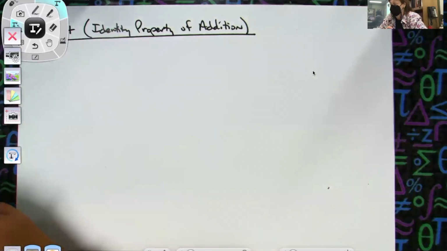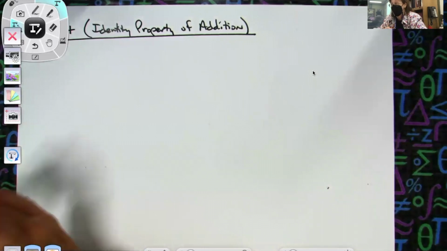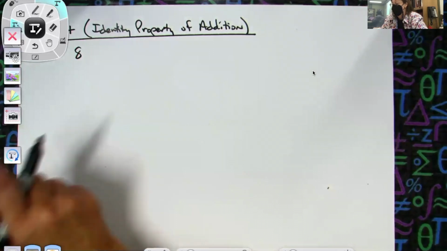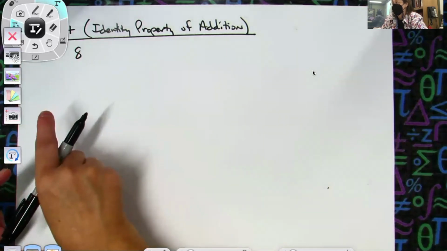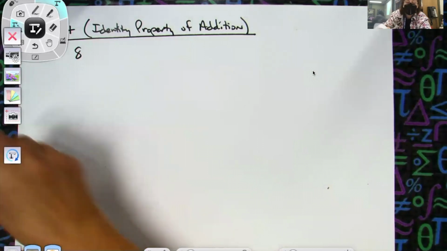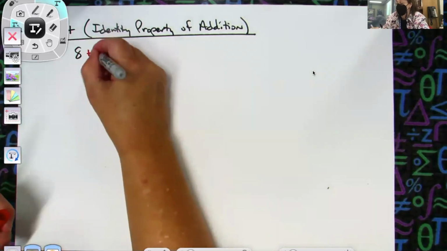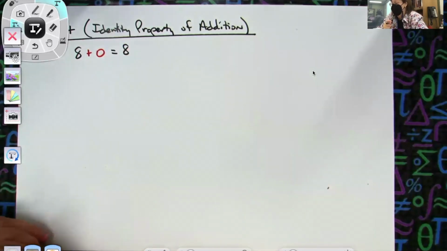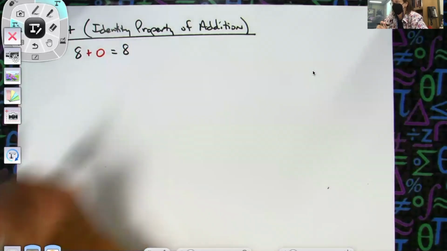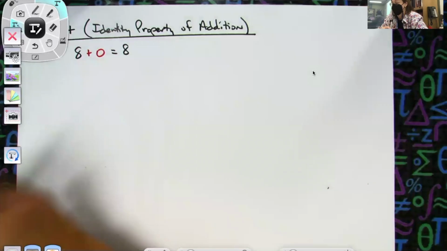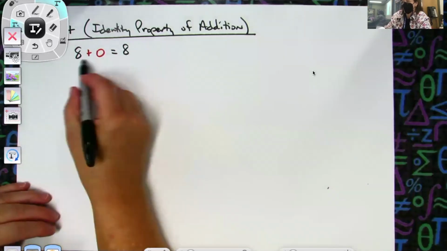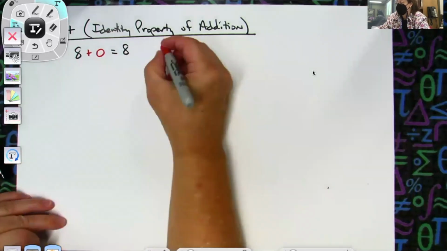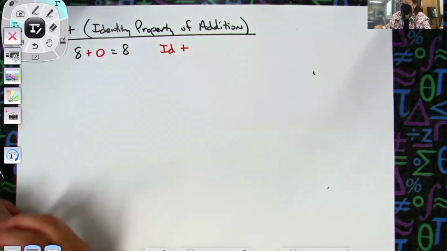In other words, if I start with a number, any number, it doesn't make any difference. Let's say I start with 8. What can I add to that number to get that number back? 0. Somebody said 0 in the room. If I take that and I add 0, I get 8 back. It doesn't change it. So that means the identity element for addition is 0, because I can add it to any number and it doesn't change it. So a property that is written like this, ID plus, you can just write down ID plus as your answer because that's the identity property of addition. Shorthand answer there.